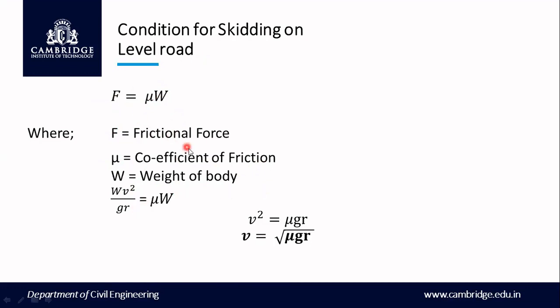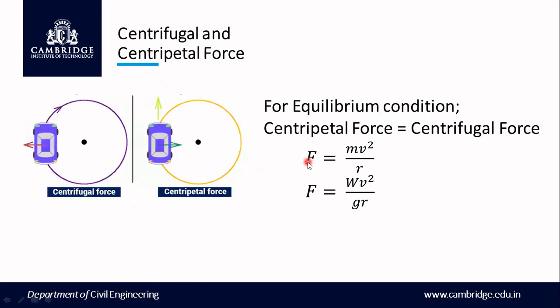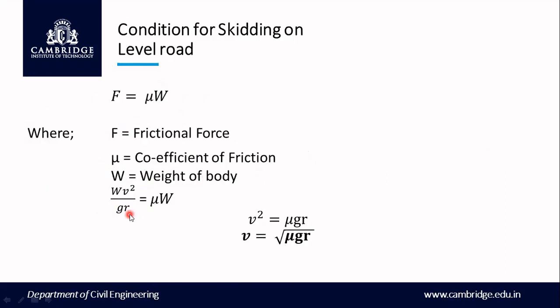Okay, so we already know from the previous part that F is equal to Wv square by gr, which is equal to mu into W. This comes from the friction part, where we learned that coefficient of friction is nothing but frictional force divided by the reaction. So from there we take F is equal to mu into W. Instead of reaction, we take the weight of the body. So Wv square by gr is equal to mu W.